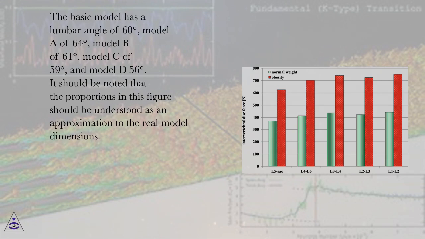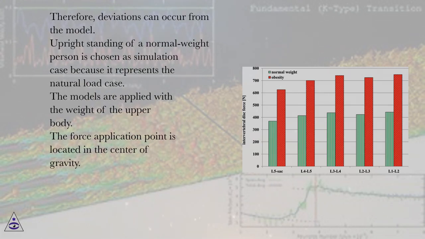It should be noted that the proportions in this figure should be understood as an approximation to the real model dimensions. Therefore, deviations can occur from the model. Upright standing of a normal weight person is chosen as simulation case because it represents the natural load case. The models are applied with the weight of the upper body. The force application point is located in the center of gravity.